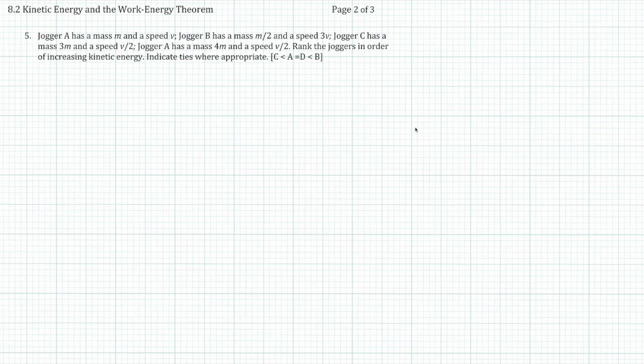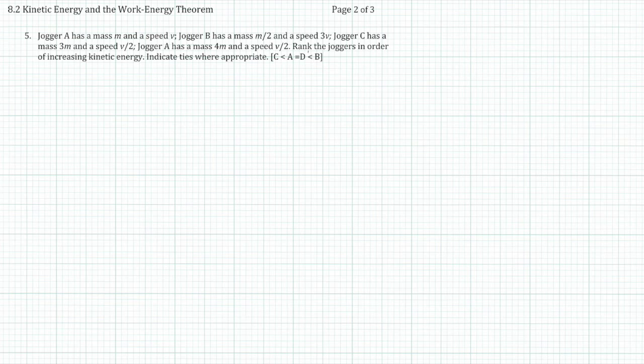Welcome back. This is problem number 5 on homework 8.2, dealing with kinetic energy and the work energy theorem. So the first thing I should probably point out about this problem is that there's sort of a typo in the answer. Here's the final answer right here. As with all of our homework problems, I'll give you the answer so you know what to look for.